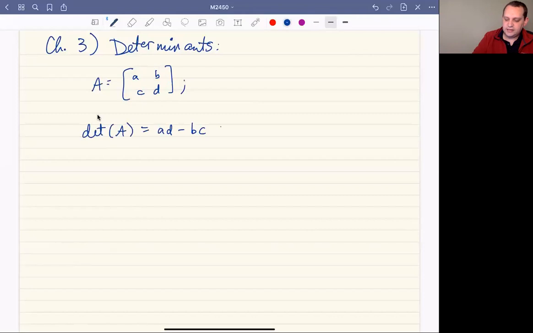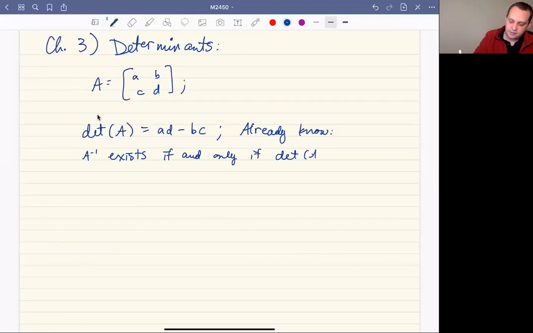And we already know that A inverse exists, this matrix A has an inverse, if and only if the determinant of A is not 0. So in other words, if A has an inverse, the determinant's not 0. If the determinant's not 0, then it has an inverse, and all the other combinations. So if the determinant is 0, then there's no inverse, and if A has no inverse, the determinant is 0. So those are equivalent statements. So we've already seen that the determinant of A is going to be useful.